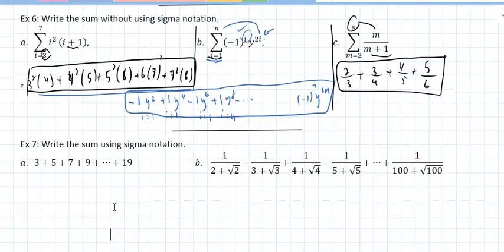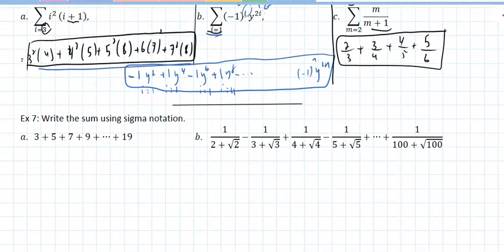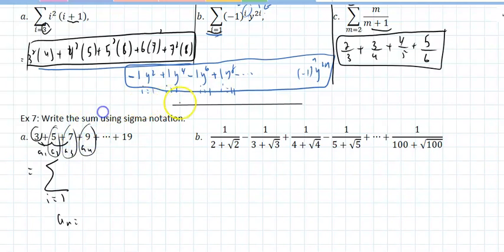Write the sum using summation notation. This is a bit tricky. In the next section, it's going to be a lot simpler. This is i equal 1. Let's see how that works. 3, 5, 7, a1, a2, a3, a4. So it seems we're thinking to find any term, this is 2 more than that, right? This is 3 more, 4 more, 5 more.